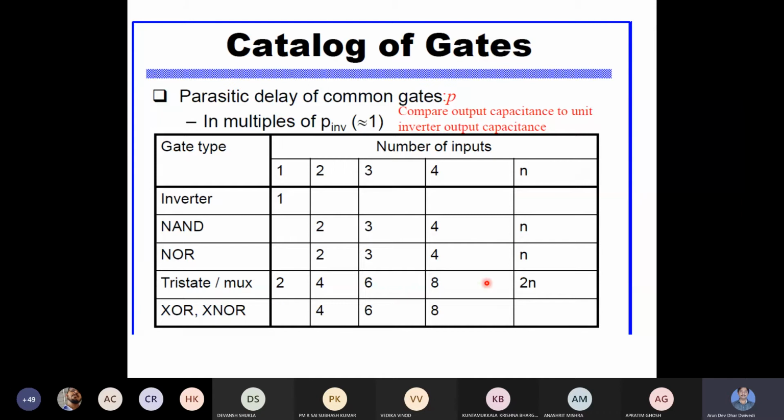But for tri-state and multiplexer it is 2 times. So for one input it is 2, for 2 inputs 4, for 3 inputs 6, and for 4 inputs 8, in general 2n. And for the XOR and XNOR it is just 4, 6, and 8. So this is the summary.